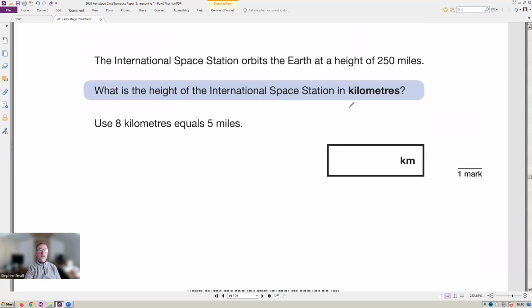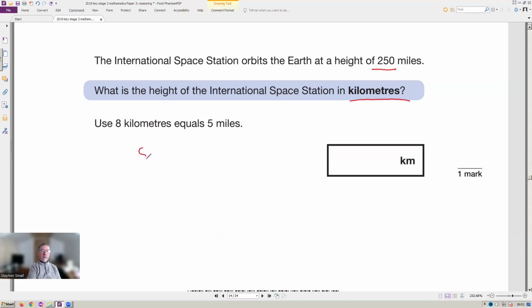Right. The International Space Station orbits the Earth at a height of 250 miles. What is the height of the International Space Station in kilometers? And they give us a conversion rate. Use 8 kilometers, which equals 5 miles. So for every 5 miles, they're saying it's 8 kilometers. So in kilometers, the answer is going to be bigger. I think that's one of the key things to bear in mind.